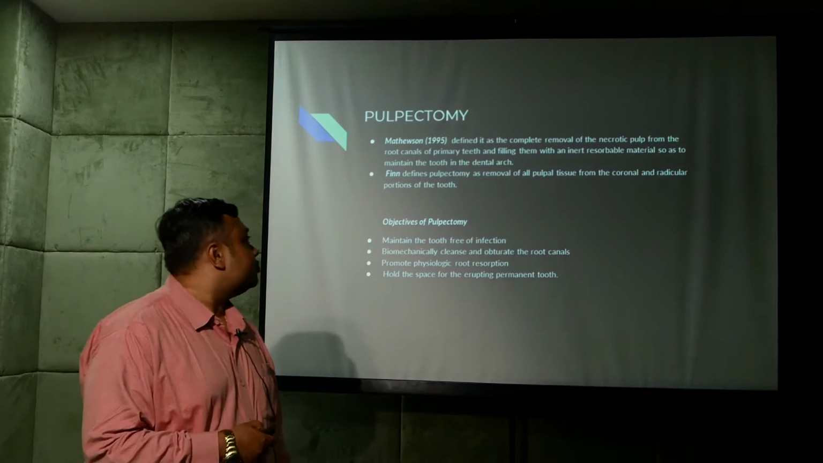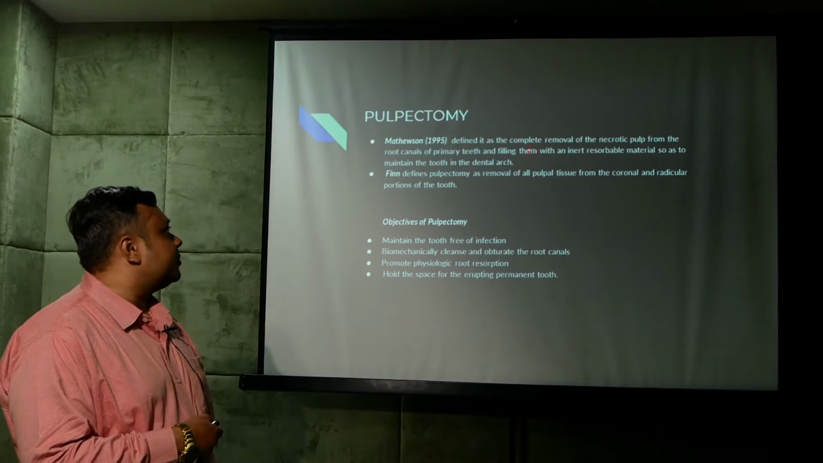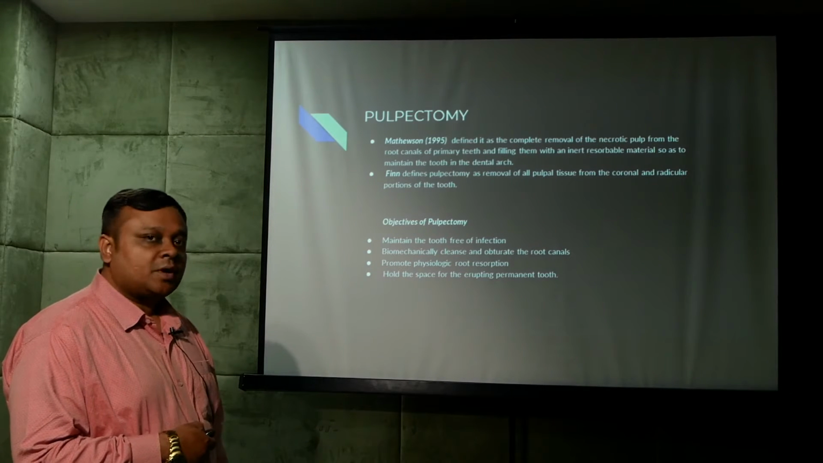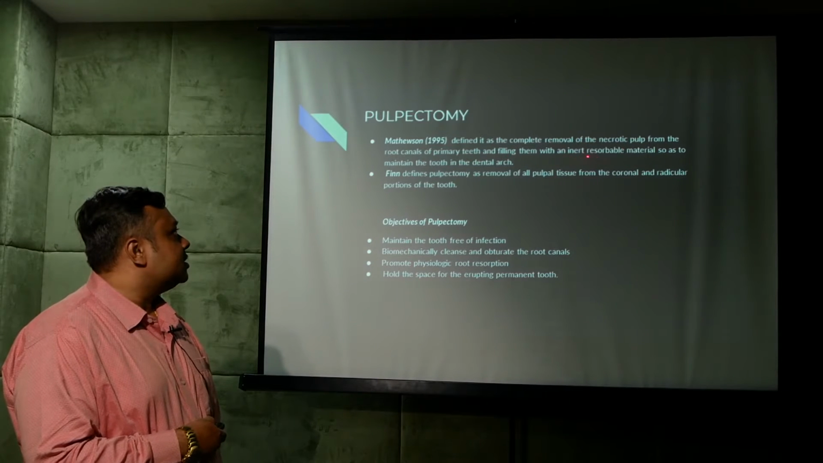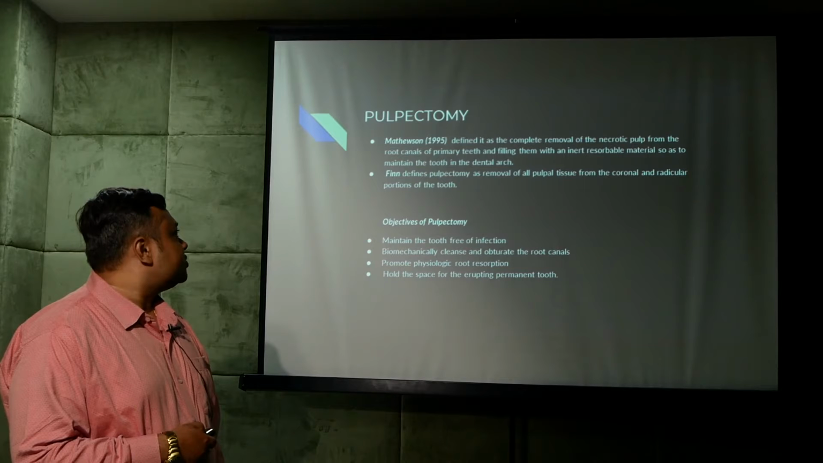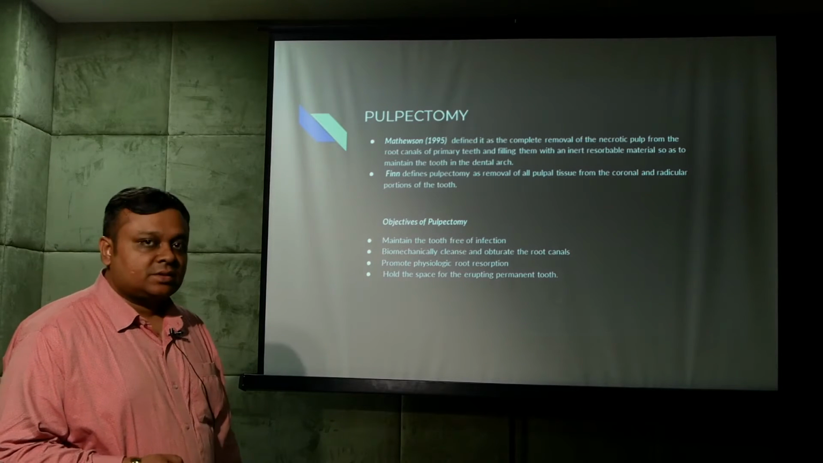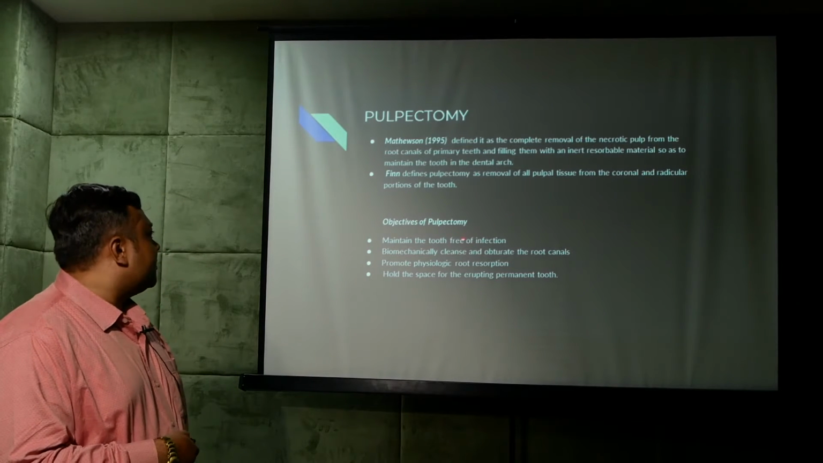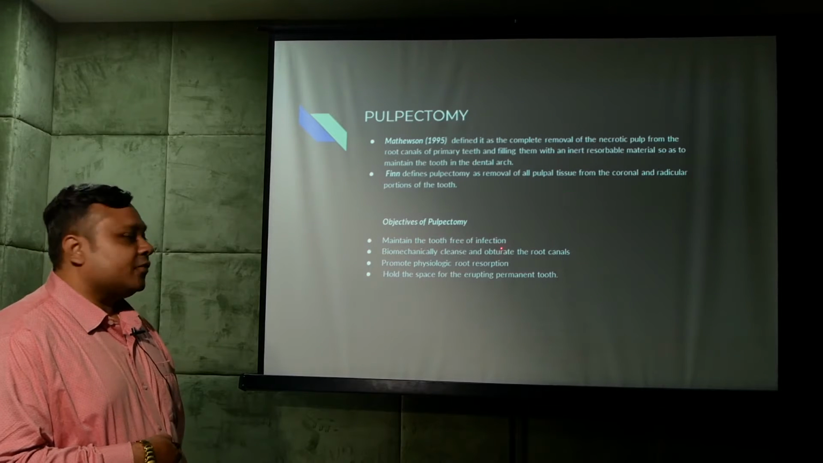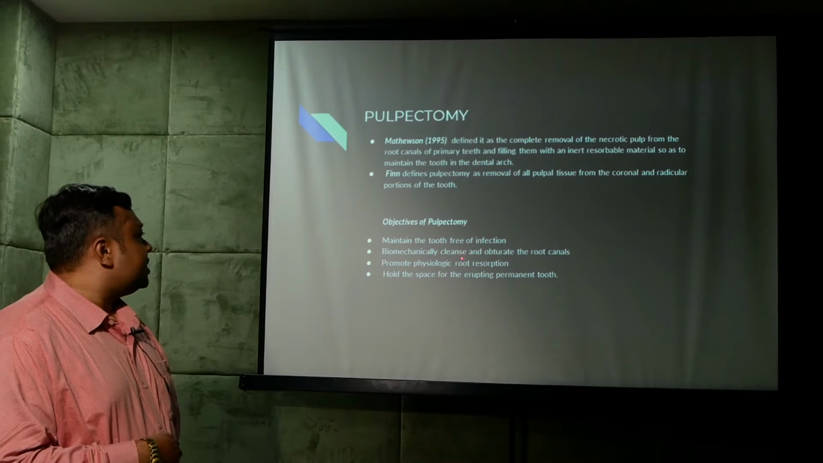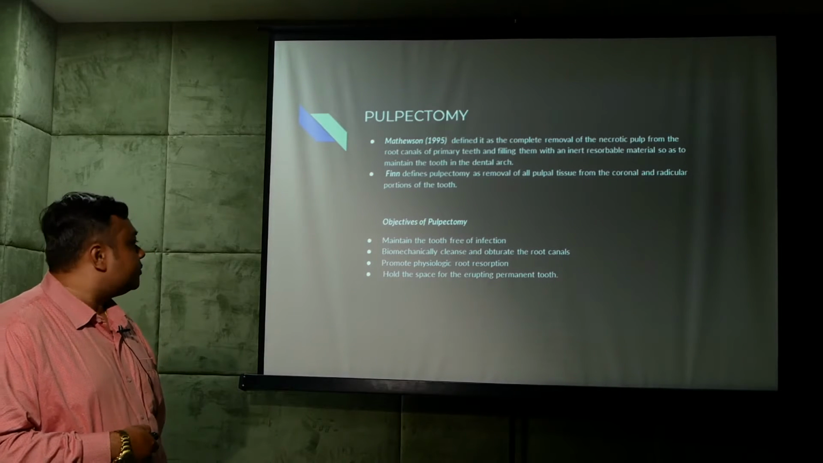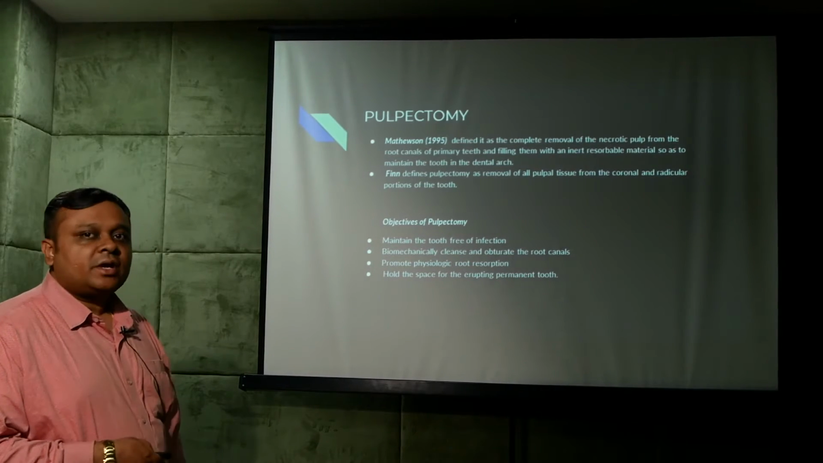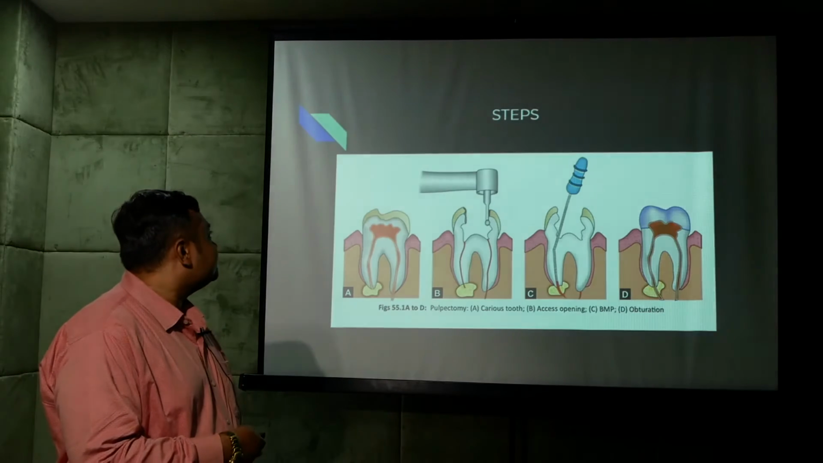As you all know, Mathewson in 1995 defined pulpectomy as complete removal of the necrotic pulp from the root canals of primary teeth, filling them with an inert resorbable material so as to maintain the tooth in the dental arch. Objectives of pulpectomy are: it maintains the tooth free of infection, biomechanically cleanses and obturates the root canals, promotes physiologic root resorption of the tooth, and holds the space for the erupting permanent teeth.